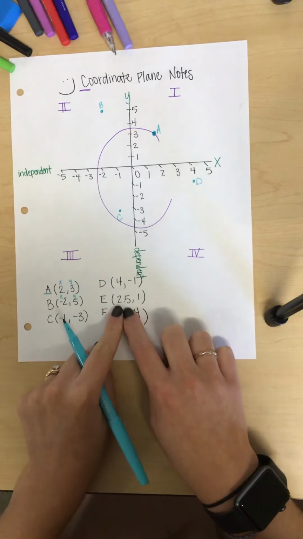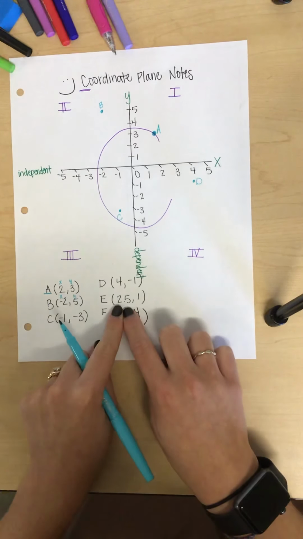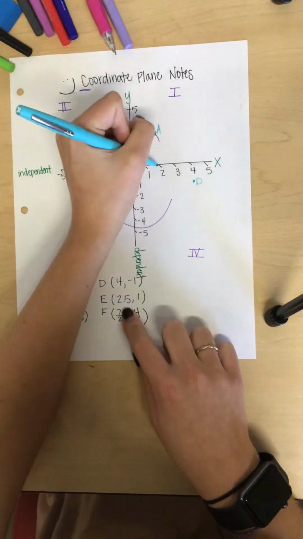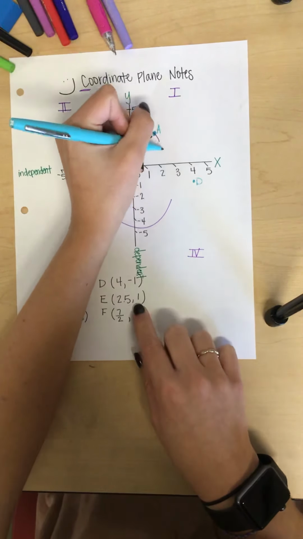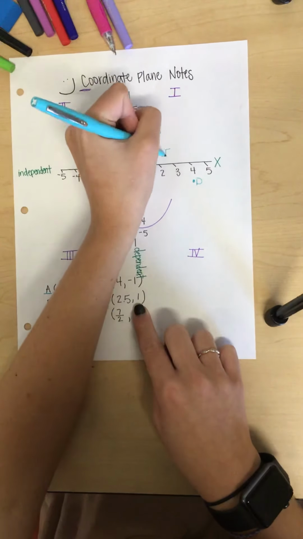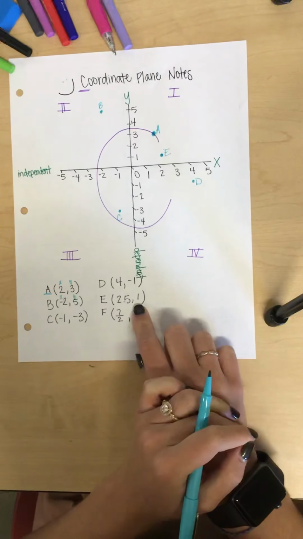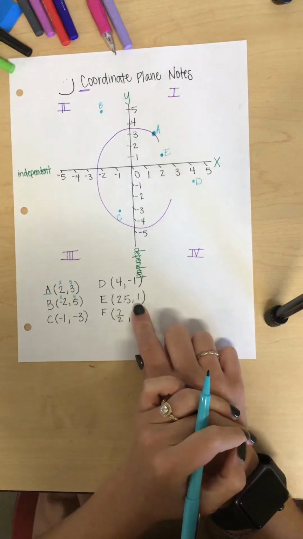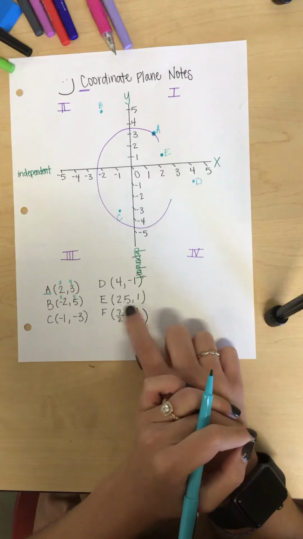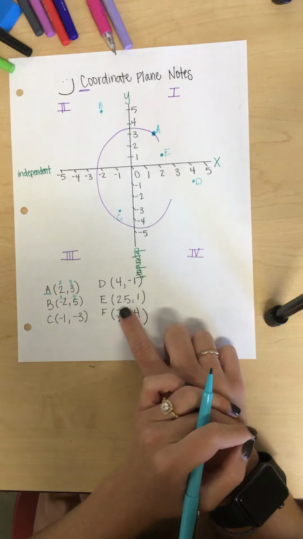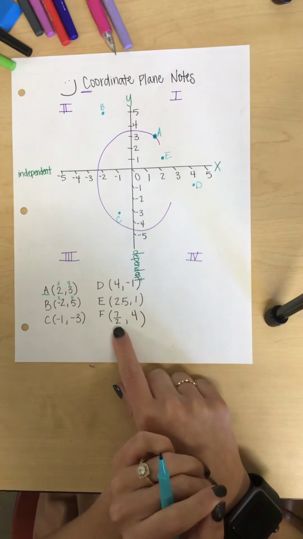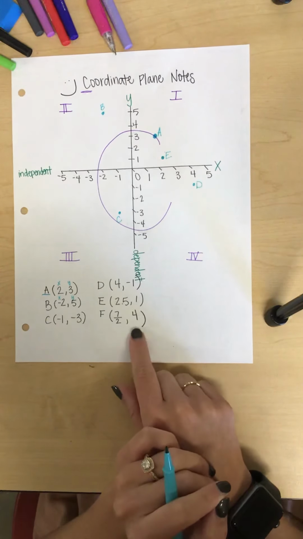E is 2.5. Now, 2.5 is located between 2 and 3, and it's halfway between. So we're going to go 2, halfway between, and then up 1. You are in 7th grade. Decimals and/or fractions are very common at this point, so please do not question yourself or think that you did something wrong just because you have a decimal or maybe even a fraction. Here we do have F is 7/2 over 4.